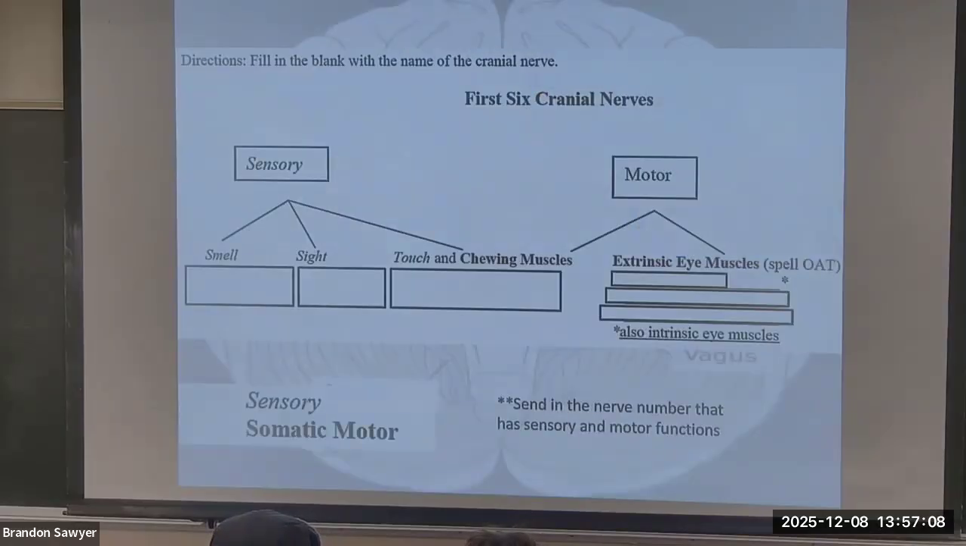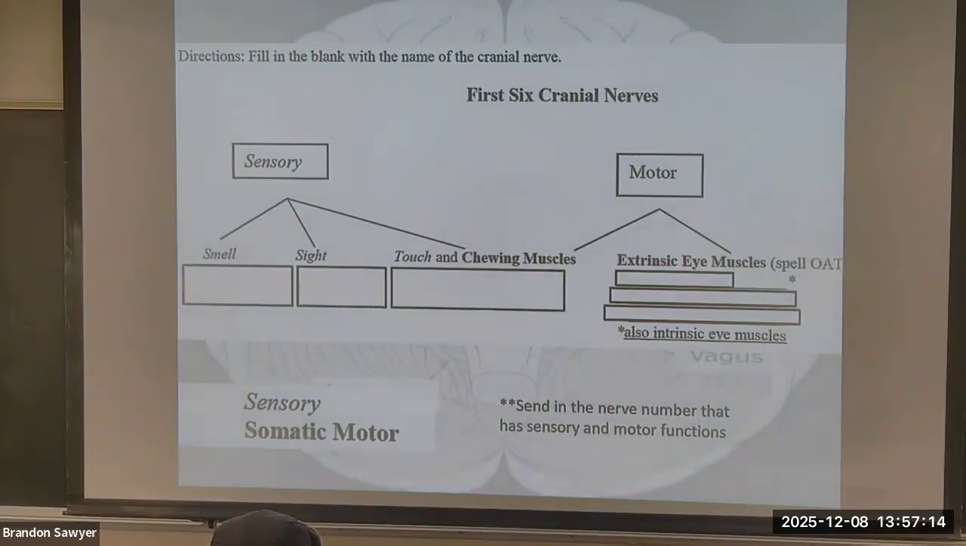I want you guys to do just a brief little summary of them here. So this helps us summarize those. Go ahead and fill these in. There's the sensory ones here. Here's the motor. This one in the middle does both. Go ahead and fill that in with your team, and then send in the number of the nerve that has both sensory and motor functions. You can just do the regular number there on your clickers. Go ahead, fill that in, send in that number, chat with your teammates about it.